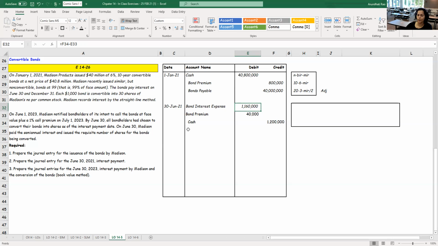So whether you look at the first interest payment or the last interest payment, it's going to be the same. Now let's see what happens on June 30th, 2023. They're telling us we make the interest payment. Immediately after we make the interest payment, we have to issue the stocks and retire the bonds. So they want us to do the journal entry for both interest payment and the conversion.